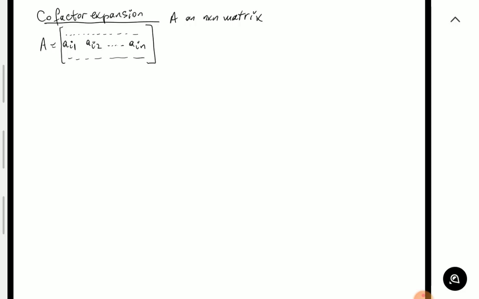Any column as well will work the same way. We'll get to that in a moment. But just one of them, right? One row or one column, right? Then the cofactor expansion states that the determinant of the matrix A is the sum made of the following entries.